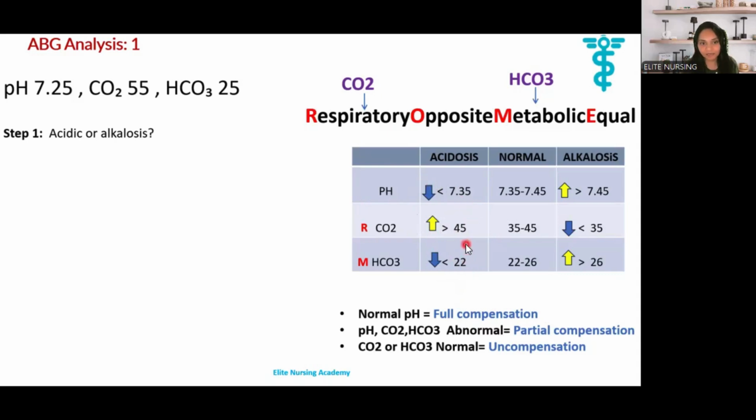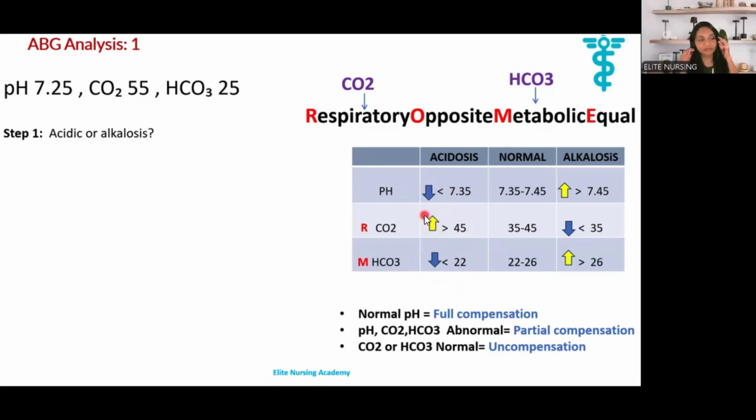You can even look at the arrows. Here pH is going in the same direction, HCO3 is going in the same direction, same color, it's a metabolic problem. Opposite: pH is down, CO2 is going up. So we have a match here, opposite, respiratory system. So let's learn more with an example.